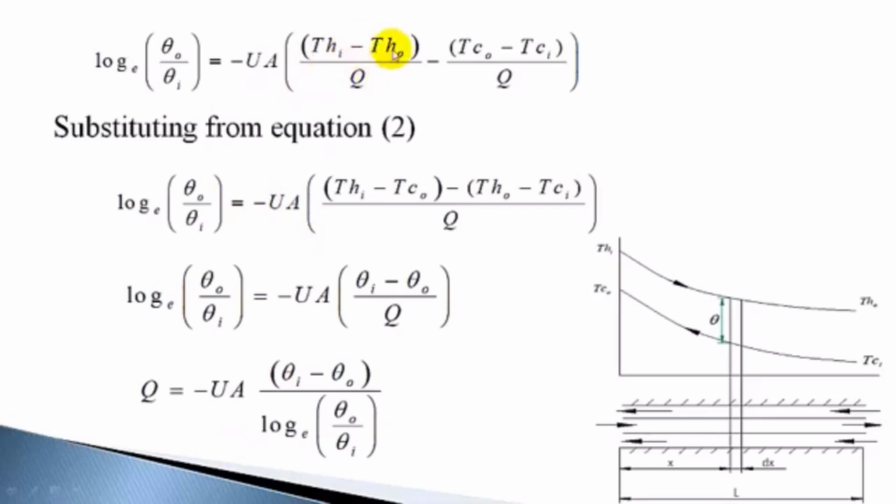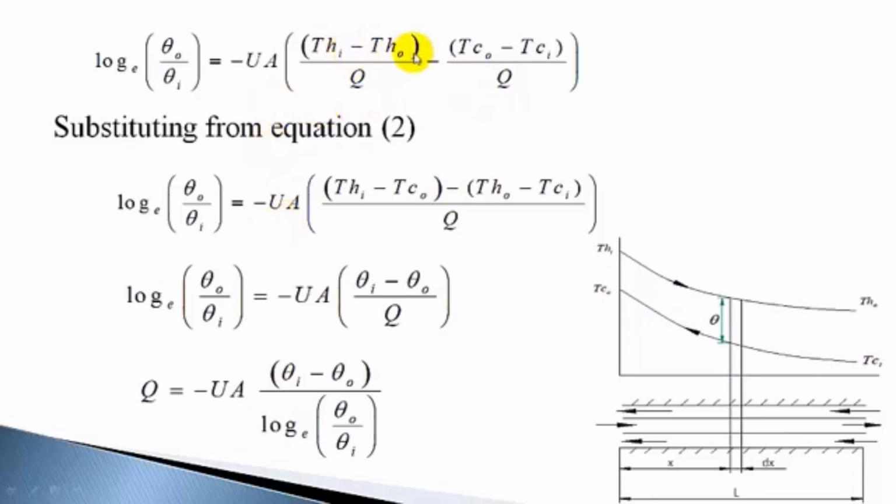So that replacement is done here. You can also see that the heat lost by the hot fluid is (Thi minus Th0) into Ch. That is Q, the total heat lost by the hot fluid in the heat exchanger: Q is equal to Ch into (Thi minus Th0). So you can write 1/Ch as (Thi minus Th0) by Q. Similarly, Q is Cc into (Tc0 minus Tci), so 1/Cc is equal to (Tc0 minus Tci) by Q. That replacement we have done.